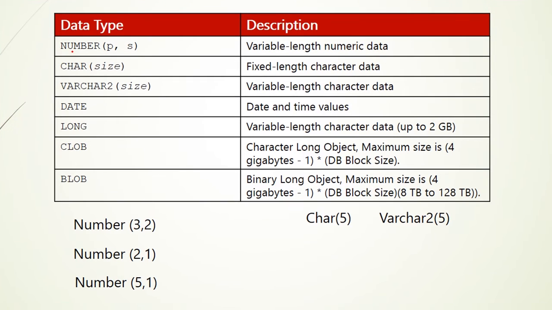Here we have NUMBER, which is a variable length numeric data. We can specify here P and S, precision and scale. For example, NUMBER(3,2) means the number is 3 digits long and 2 digits on the right of the decimal point. NUMBER(2,1): the precision is 2 and the scale is 1, that means the number is 2 digits long and 1 digit on the right of the decimal point. NUMBER(5,1) means the number is 5 digits long and only 1 digit on the right of the decimal point.